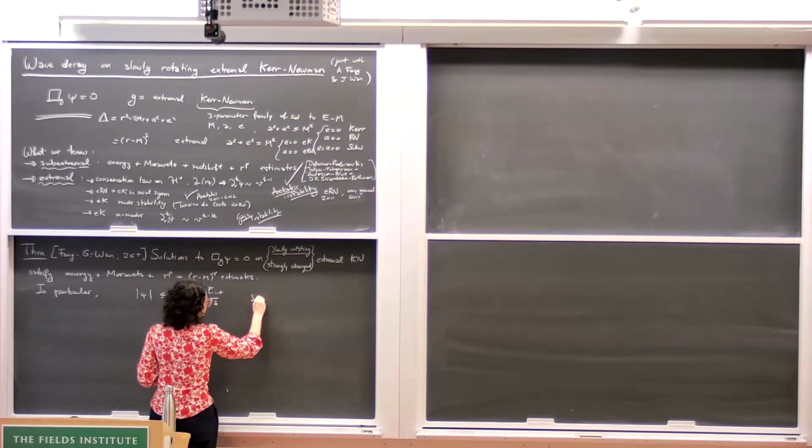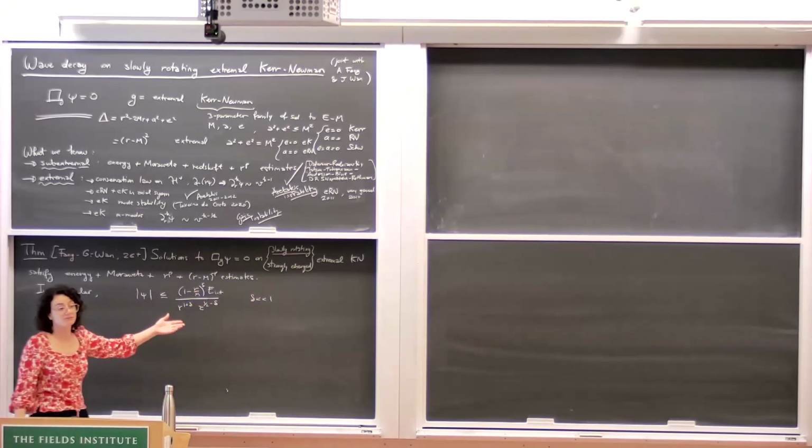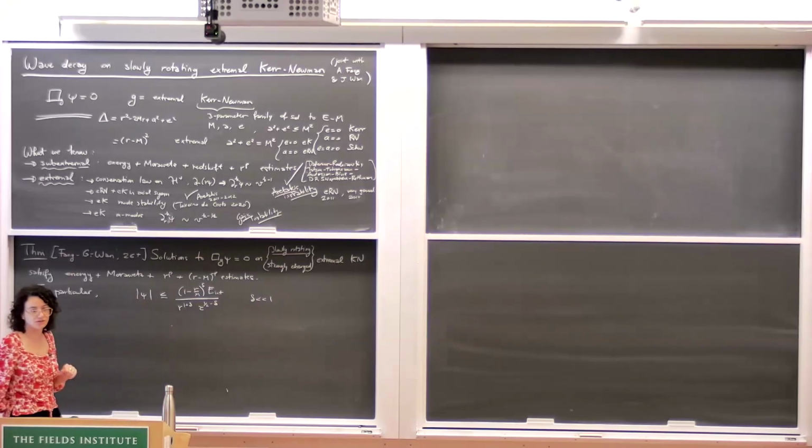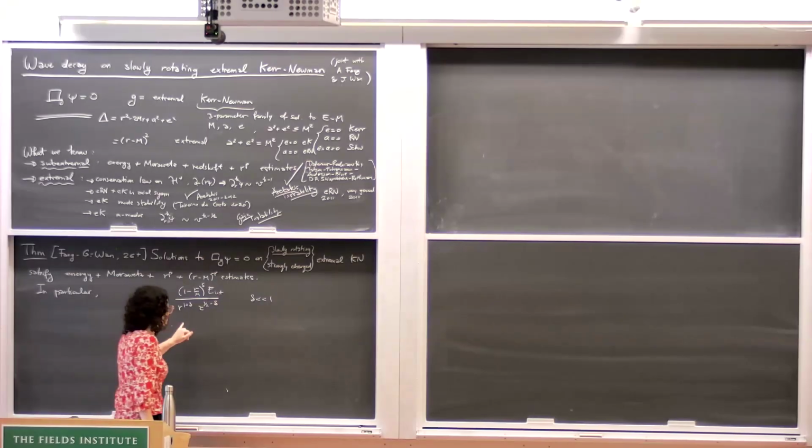So here delta is just a small number. It's in fact a small number that is related to the angular momentum. It's related to the A over M. So what is this tau?